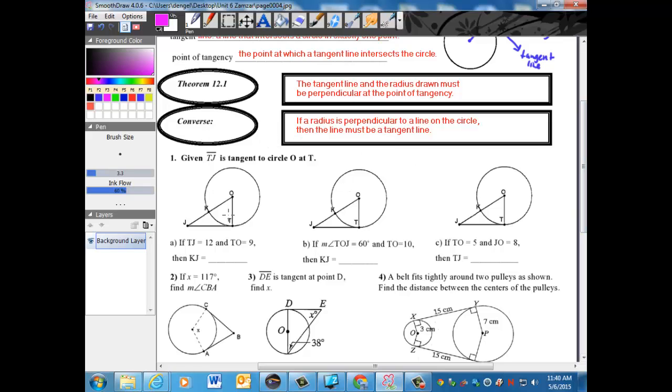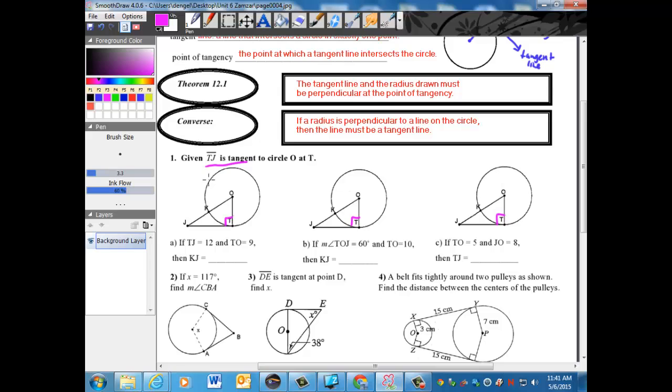First problem, we're told that TJ is tangent to circle O at T. The first thing you should do is put a 90-degree box at angle T. What allows us to do that is we're told that TJ is tangent, so we need to put that box there. And we can actually do that on every single problem. So segment TJ is going to be tangent for all of these problems, so we're going to put a 90-degree box there. Alright, that helps us solve.